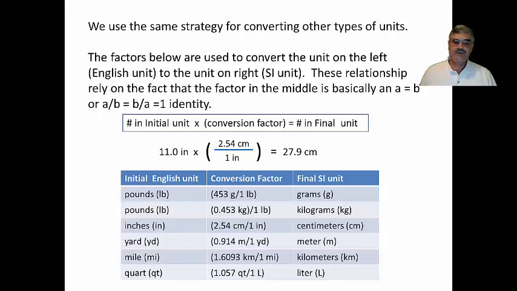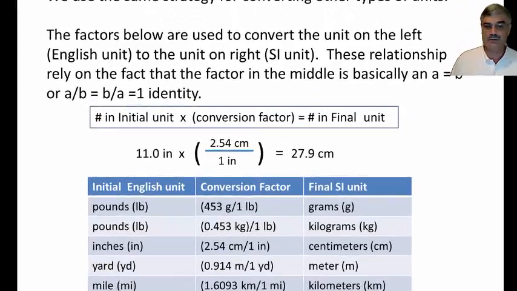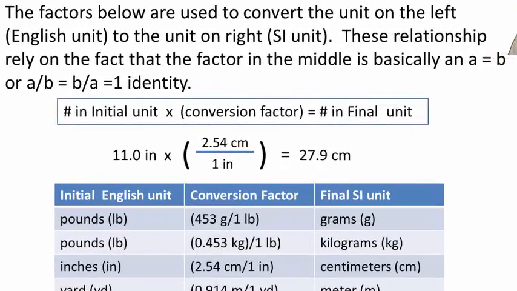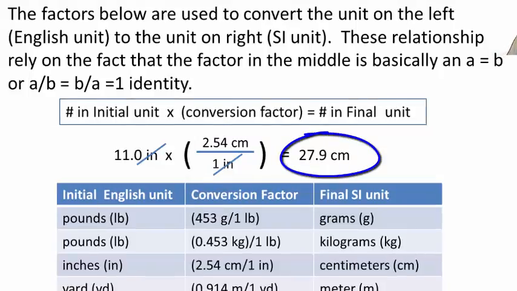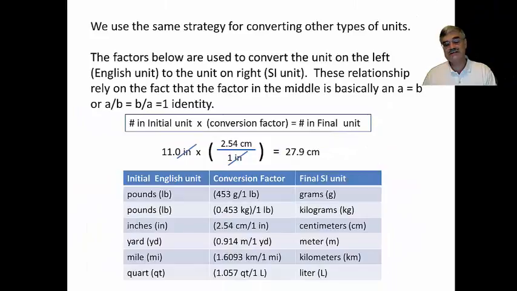But let's say that, for some reason, we have to convert inches to centimeters. How do we do it? By the same strategy. We take 11 inches, multiply it by the conversion factor of 2.54 centimeters per 1 inch, so that the inches cancel, and the result is the value in centimeters. So 11 inches is equal to 27.8 centimeters.